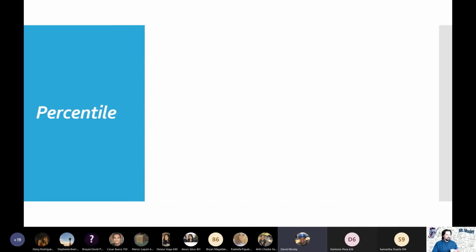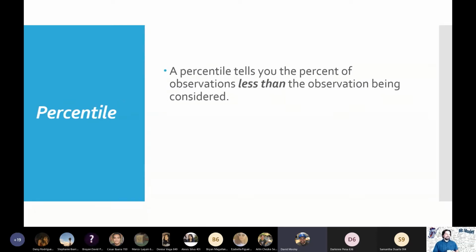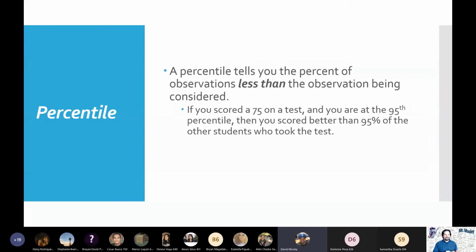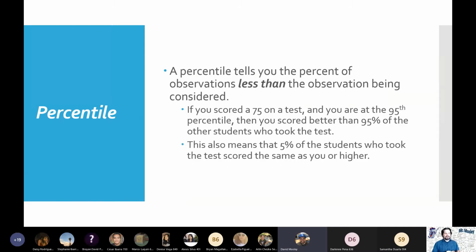All right. So a quick review of percentile. A percentile tells you the percent of observations less than the observation being considered. This is important. It is telling us what percentage of things are less than that value. For example, if you scored a 75 on a test and you are at the 95th percentile, then you scored better than 95% of the students who took the test. 95% of the people who took that test did worse than that. They had a lower score.